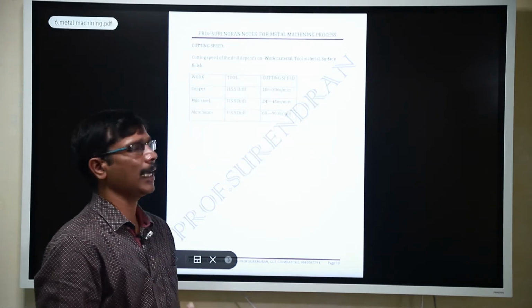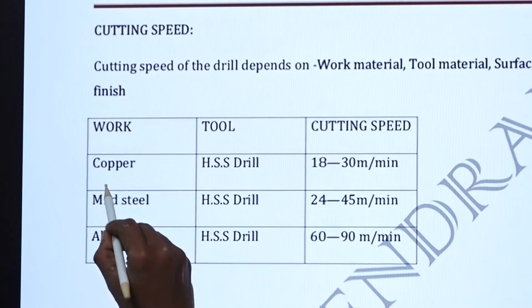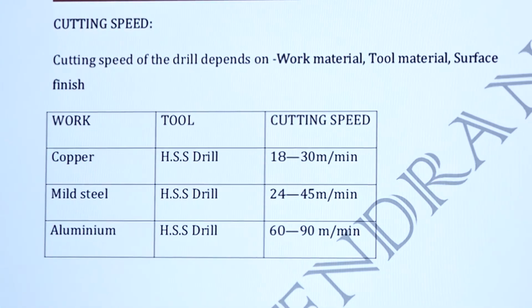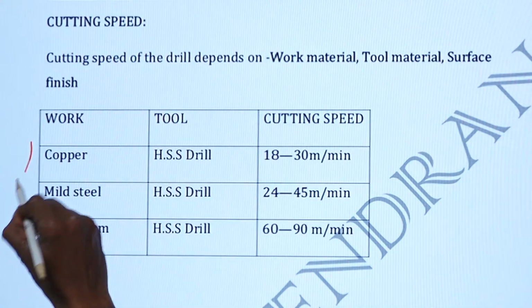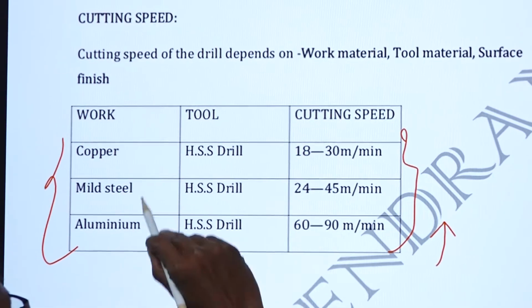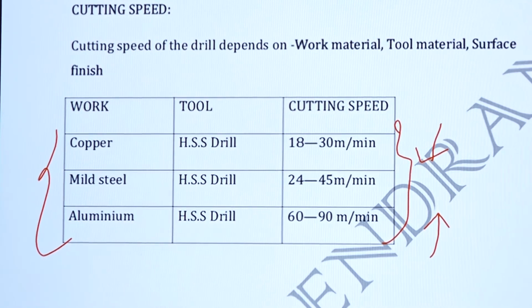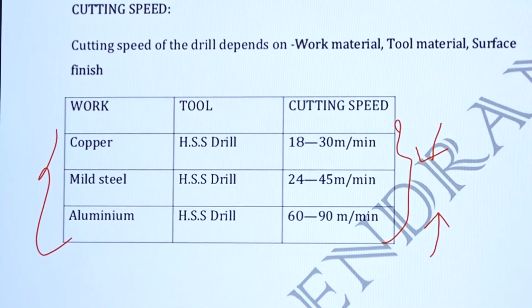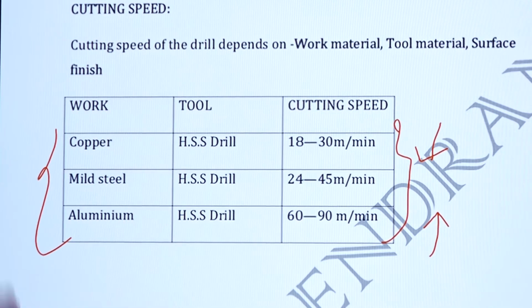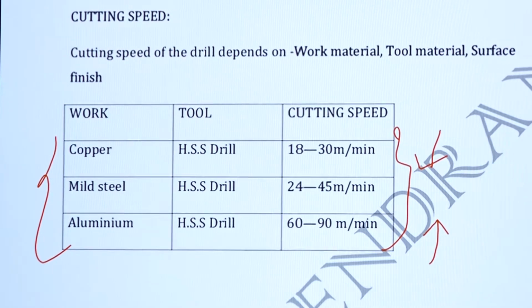Next we have the cutting material and different speeds. You can observe the different materials: copper, mild steel, aluminum. For aluminum the speed is greater, and for copper it is lesser. It is an inference, that's all. So 18 to 30 meters per minute for copper, 24 to 45 for mild steel, and 60 to 90 meters per minute for aluminum.